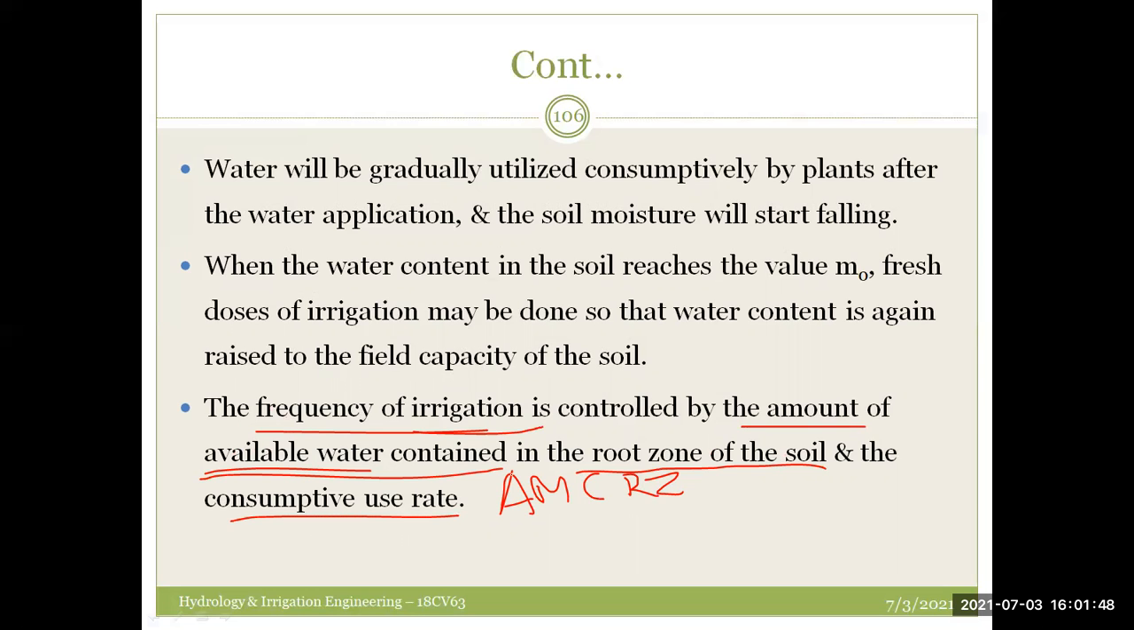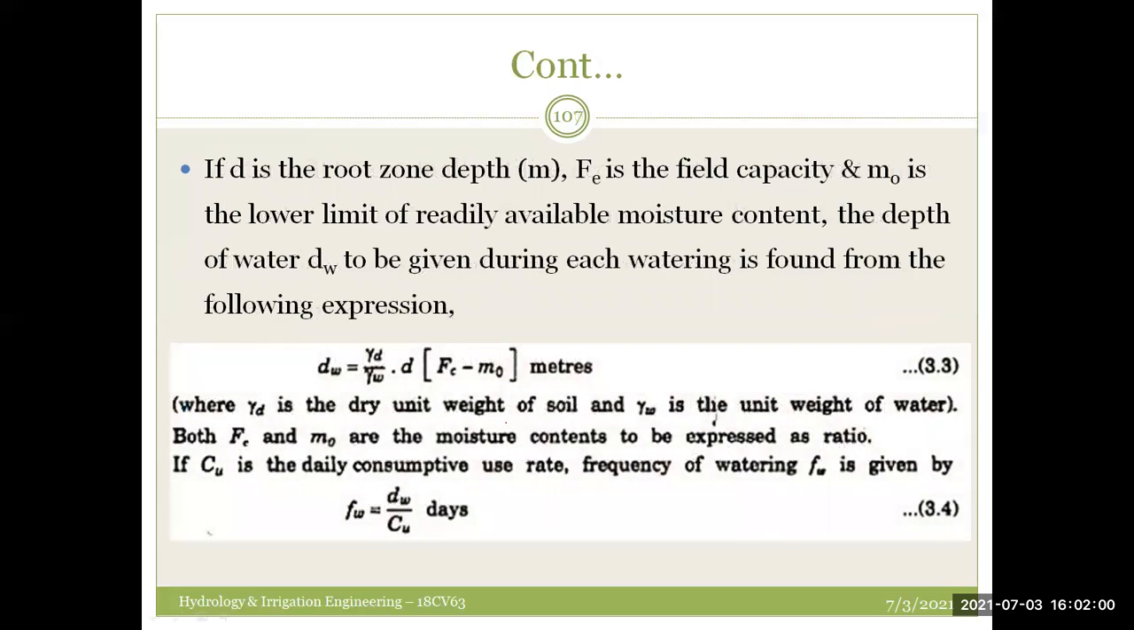So based on the use of the water by the plants, like how much quantity of water will be used by the plants, the frequency of irrigation will vary. If the plants use water early, then you may need to irrigate earlier. For example, if we consider D is the root zone depth, which is in meters, FC is the field capacity, and m0 is the lower limit of readily available moisture content.